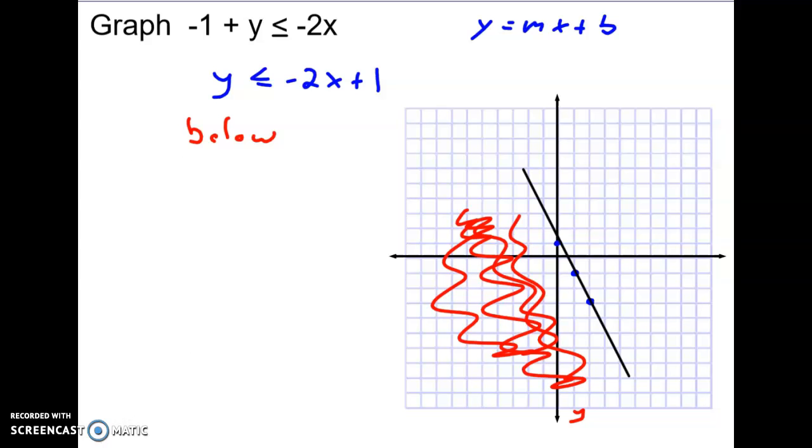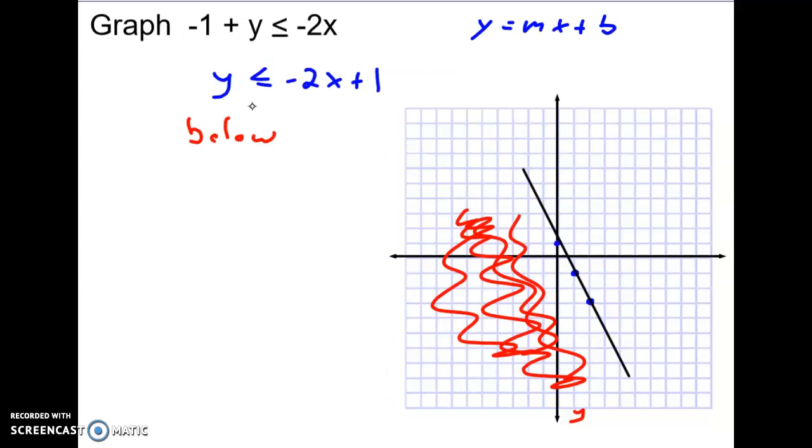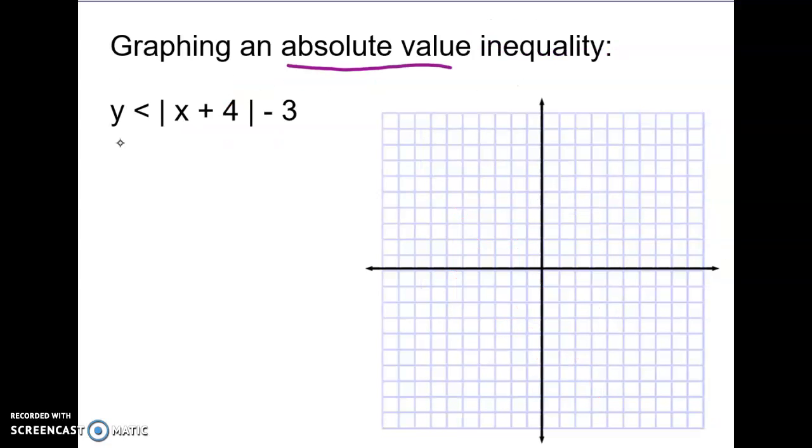All right, next one has a twist. Okay, so I'm going to have you write this one down, draw another coordinate plane, get ready to graph it, and see if you can figure out what's different between this example and the previous one. All right, so hopefully what you realize is that this one has an absolute value. The previous example, we graphed a line because it was a regular y equals mx plus b with no absolute value.